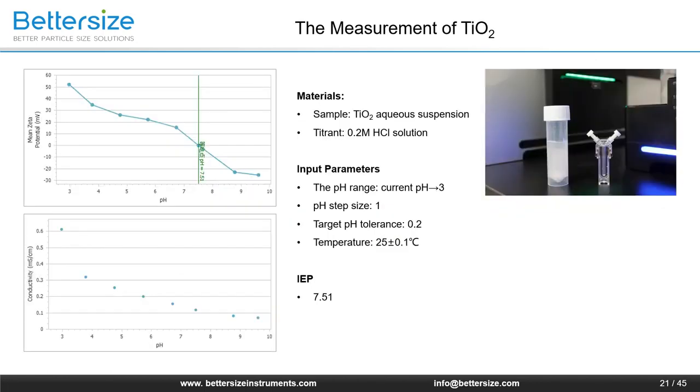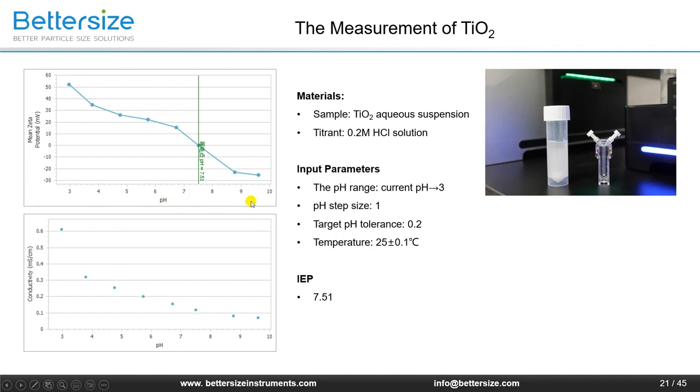Here is a case for measuring titanium dioxide with the Binano and BAT1 auto-titrator. The sample was a titanium dioxide aqueous system, and the titrant is hydrochloric acid. The titration range was set from the current pH to 3, and the pH step size was set to 1. The tolerance was set to 0.2. When the test was complete, we got the Z potential curve like this. It contains 8 pH points.